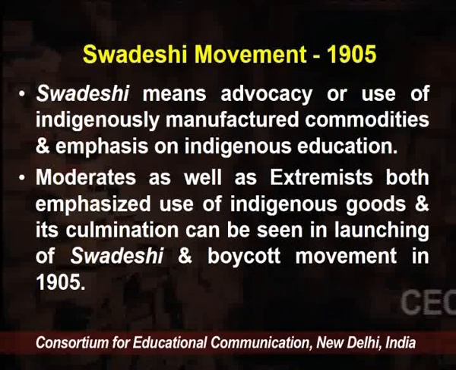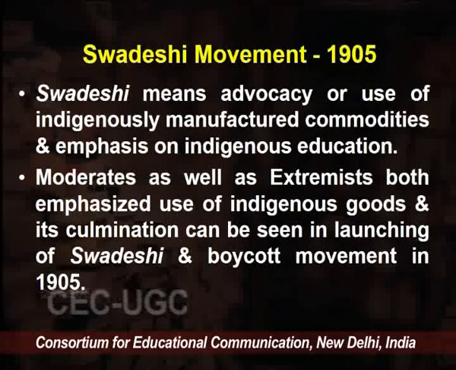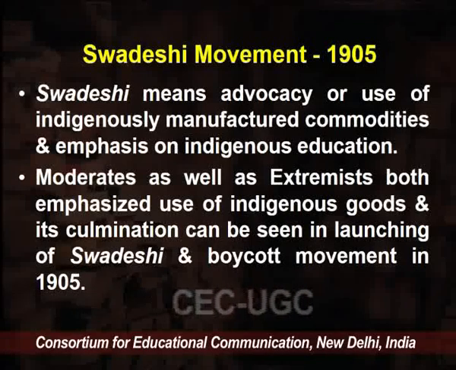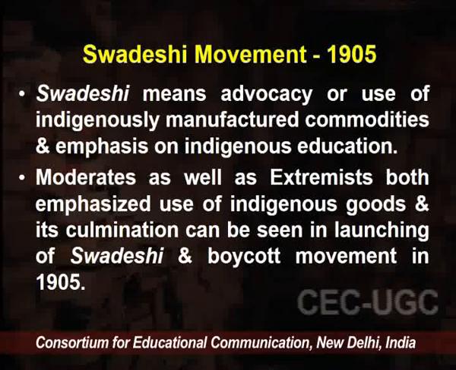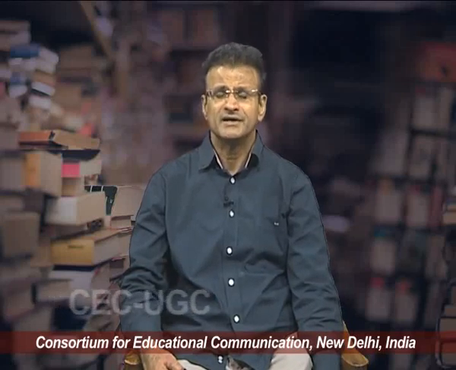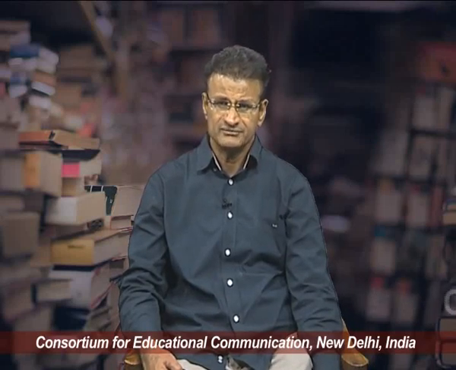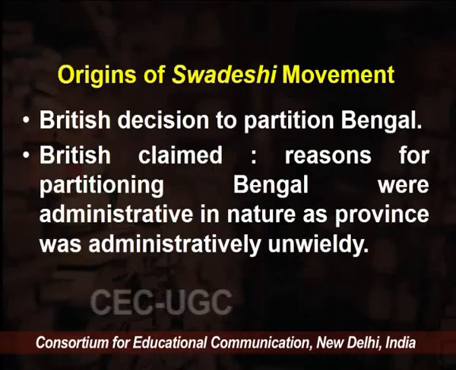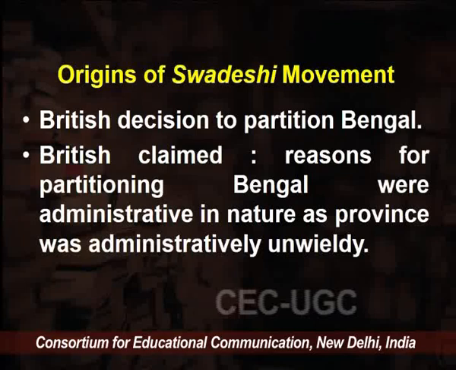And this movement in 1905, the Swadeshi and boycott movement, was able to generate a lot of mass support, with huge participation of the masses. It was also a precursor to the Gandhian movements which were launched in later times. And as we talked about, Bengal was divided by the British.